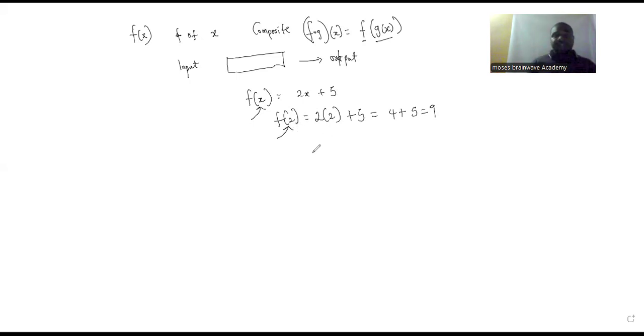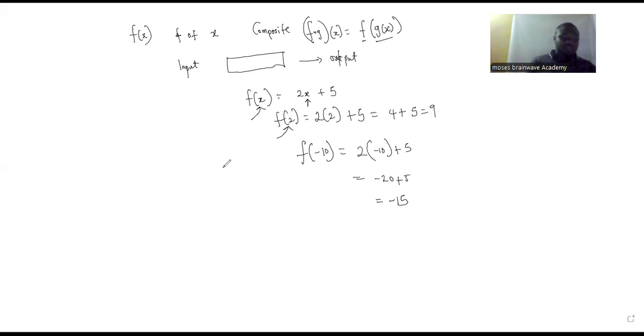And also, if I have another example, say f of minus 10, instead of x, I'm going to substitute minus 10 over there. So I have 2 times minus 10 plus 5. This is going to give me minus 20 plus 5, which is minus 15. Fantastic. Isn't this wonderful?